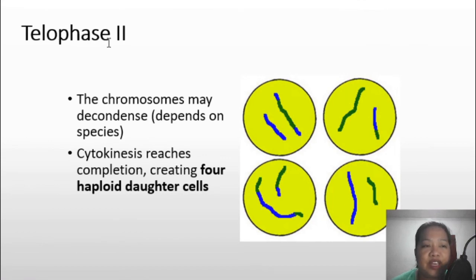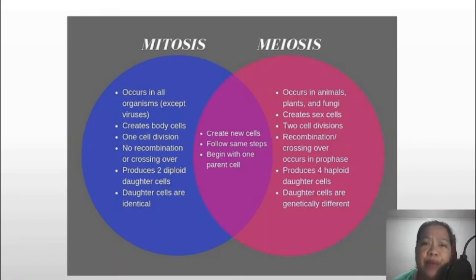Then in telophase 2, the chromosomes may decondense, depending on the species. Cytokinesis reaches its completion, producing 2 new daughter cells having haploid chromosomes. If we are going to compare mitosis and meiosis, here are the differences and the similarities.